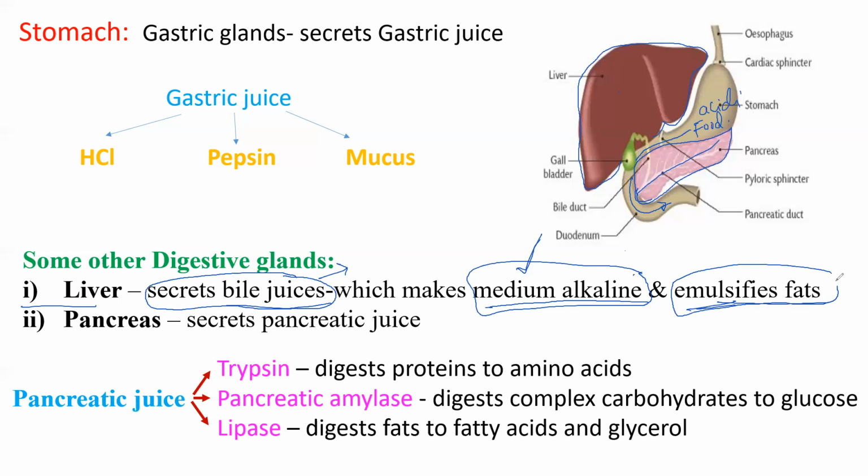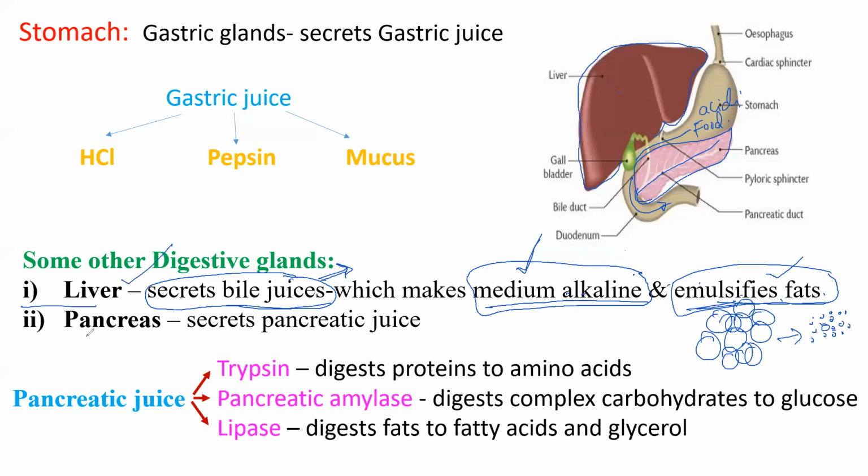Fatty substances, like in whatever food we take, there will be fat. Fat globules are a little bigger. These bigger fat globules are converted into smaller fat globules. That is nothing but the emulsification of fats. How is the emulsification taking place? By the bile juices. These are the two functions of the bile juices which are secreted by the liver.